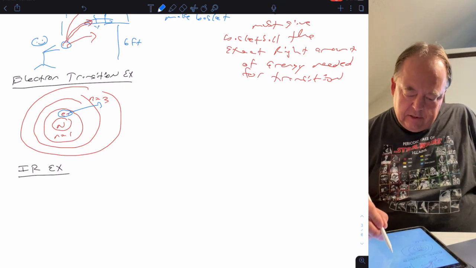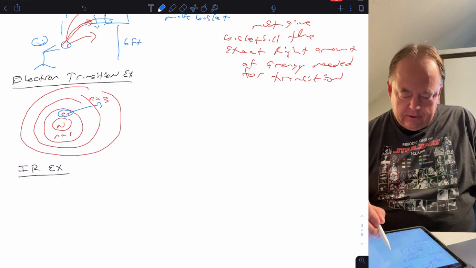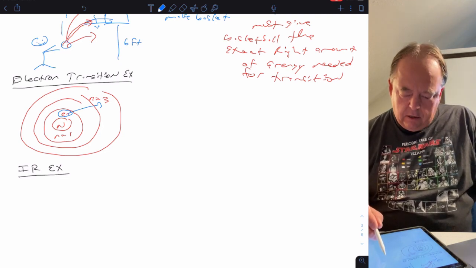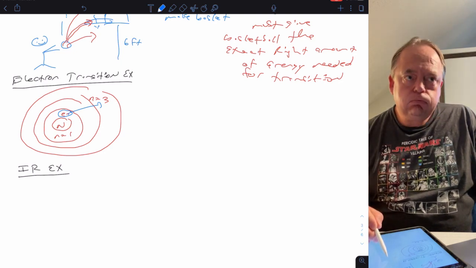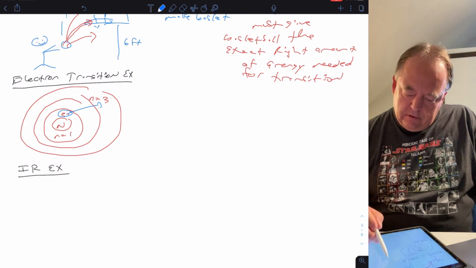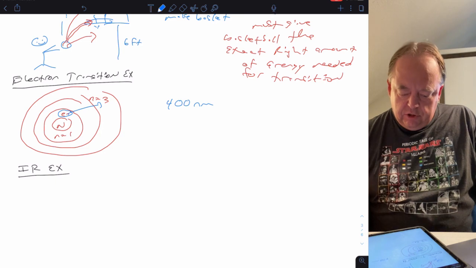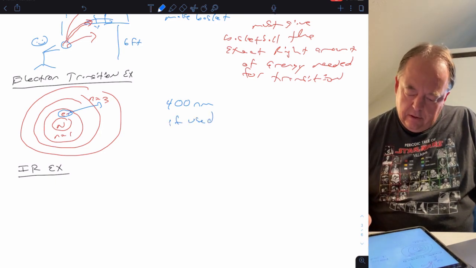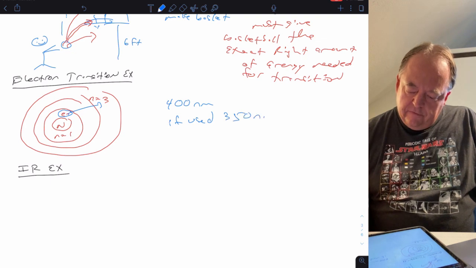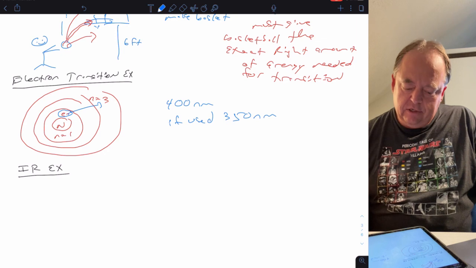So let's say to do this transition, of course it depends on what the atom is, on how many protons and other electrons there are, but let's just say you needed electromagnetic radiation of about 400 nanometers to do that transition. Well, what if you used 350 nanometer light? That's more energy, right? Because as the wavelength goes down, energy goes up.